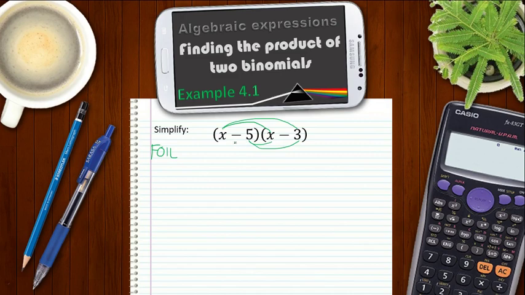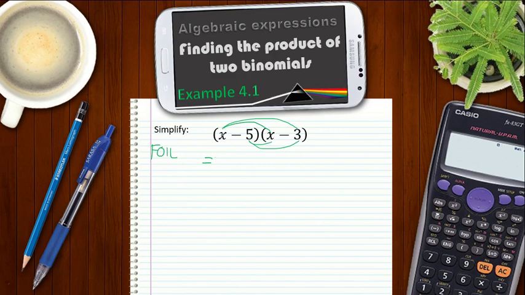Now, another way that you can look at it is you focus on the first term in the first bracket and you multiply it with both. And then you focus on the second term in the first bracket and you multiply it with both in the second bracket. So either way you want to think about it.